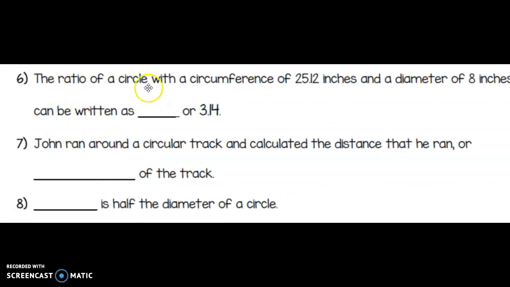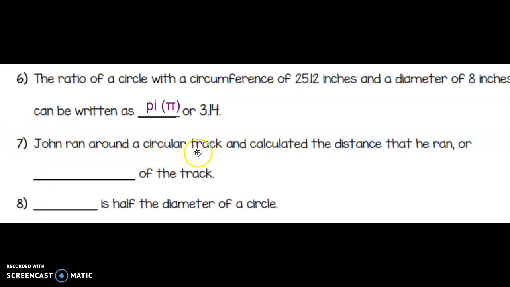The ratio of a circle with a circumference of 25 and 12/100 inches and a diameter of 8 inches can be written as pi, or 3.14. Remember, pi is the ratio of circumference to diameter, and it is a mathematical constant that stays the same no matter how large or small our circle is.